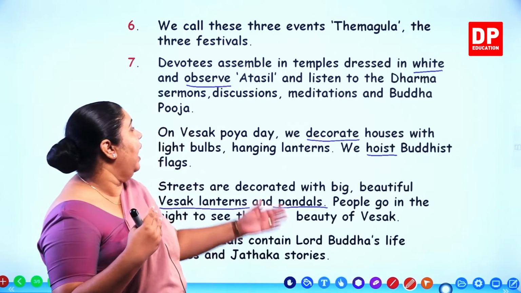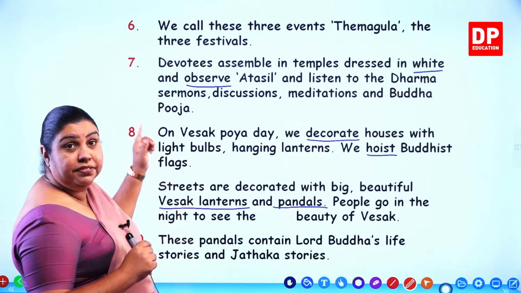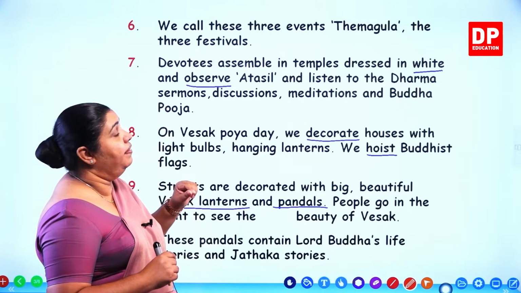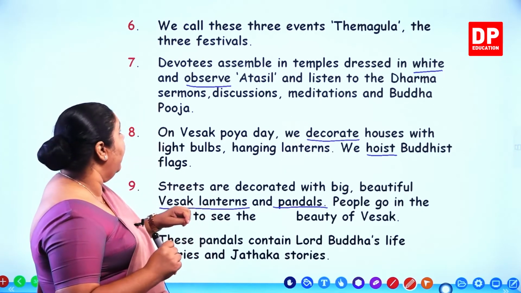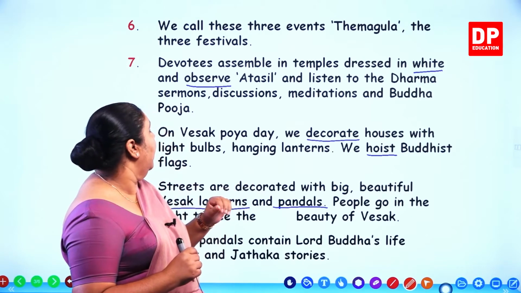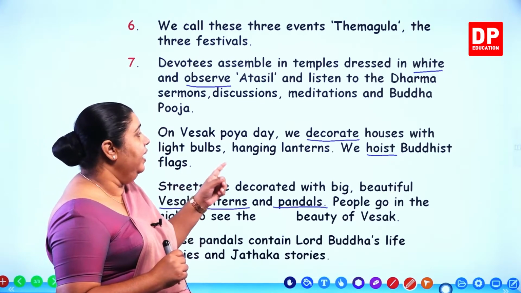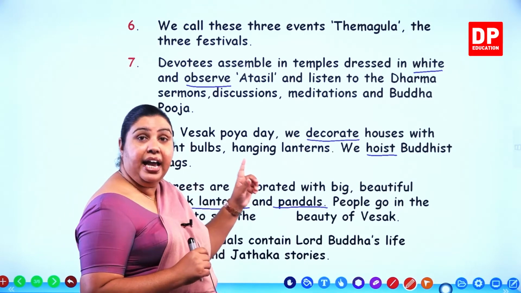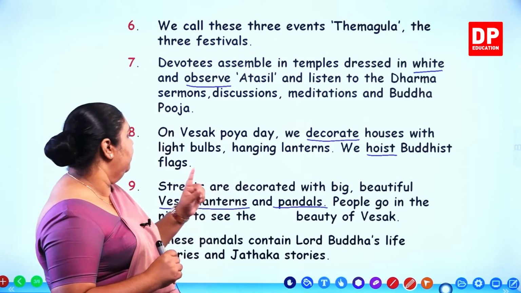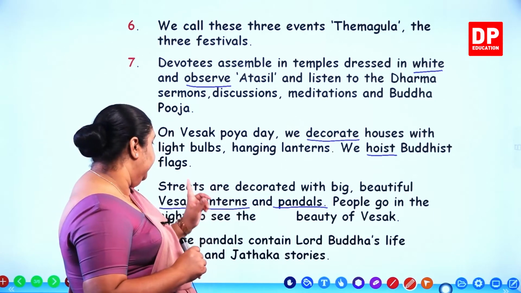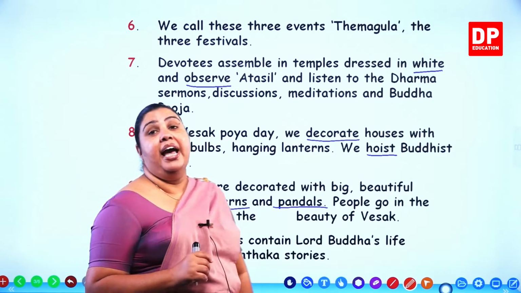So now this is how we write the essay. Now what are the last 6 sentences? I will tell you. The last 5 sentences actually. We call these 3 events the Temagula, the 3 festivals. Devotees assemble in temples, dressed in white, and observe Atasil and listen to the Dharma sermons, discussions, meditations, and Buddha Puja. On Vesak Poya Day, we decorate houses with light bulbs, hanging lanterns. We hoist Buddhist flags. Streets are decorated with big, beautiful Vesak lanterns and pandals. People go in the night to see the beauty of Vesak. These pandals contain Lord Buddha's life stories and Jataka stories.